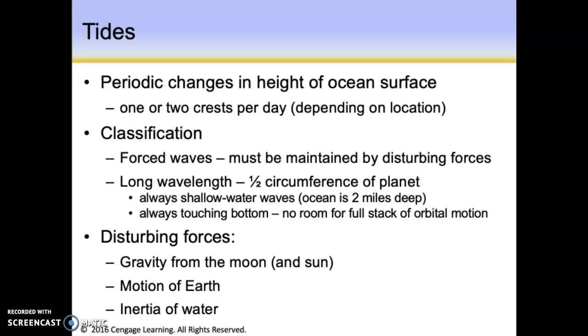And so, specifically, what they mention in your book is we've got the gravity from the moon, which results in a set of motions with the earth, and that also triggers this third thing, which is the inertia of the water. So we will explain all these as we go through the slides.